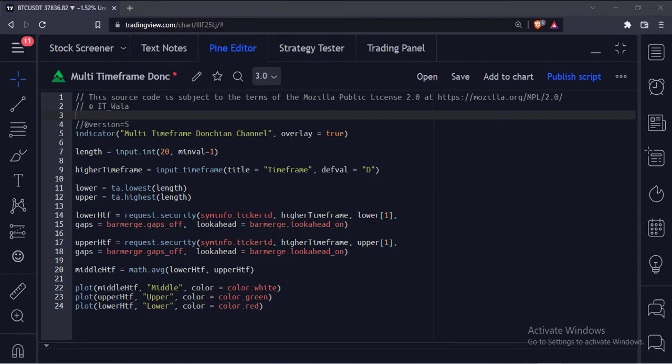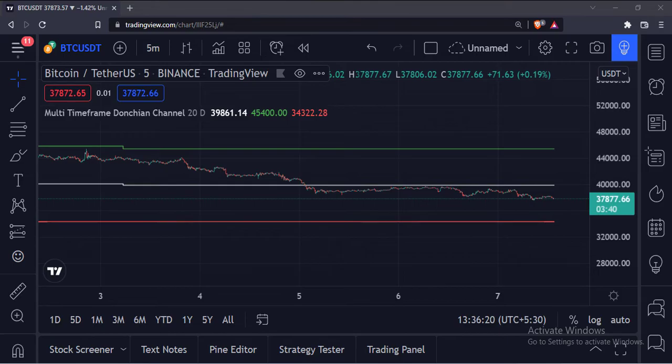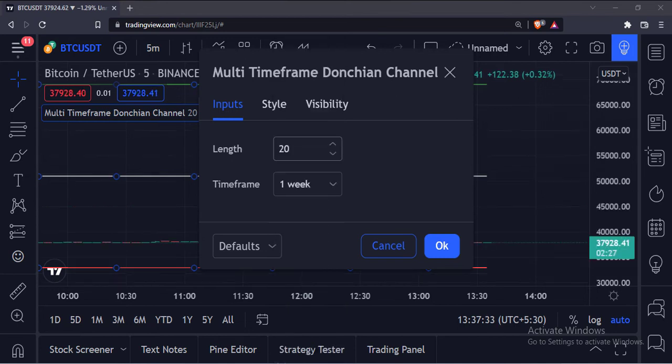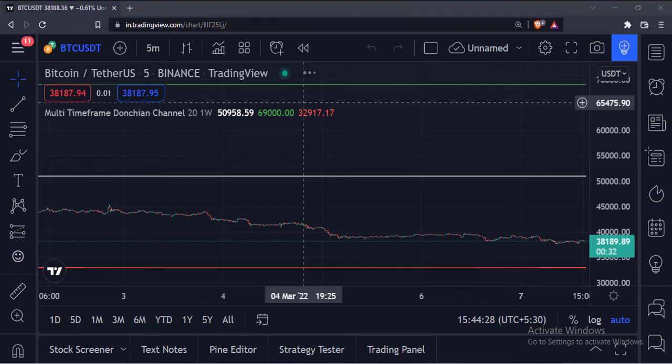Let's add this indicator to the chart. As you can see, the Donchian channel has been added to the chart. We are on the 5 minutes chart right now and seeing the Donchian channel of the daily time frame. Let's change the higher time frame to weekly now. As you can see, now we are seeing the Donchian channel of weekly time frame on the 5 minutes time frame.